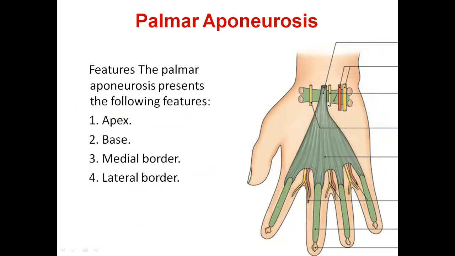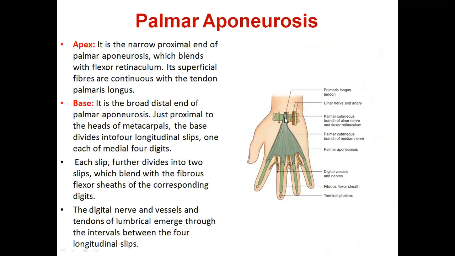Now let us see the details of the palmar aponeurosis. It presents the following features. It has an apex and a base; towards the little finger is the medial border, and towards the thumb is the lateral border. The apex is the narrow, proximal end of the palmar aponeurosis, which is blending with this structure. We already know this is the flexor retinaculum. Its superficial fibers are continuous.